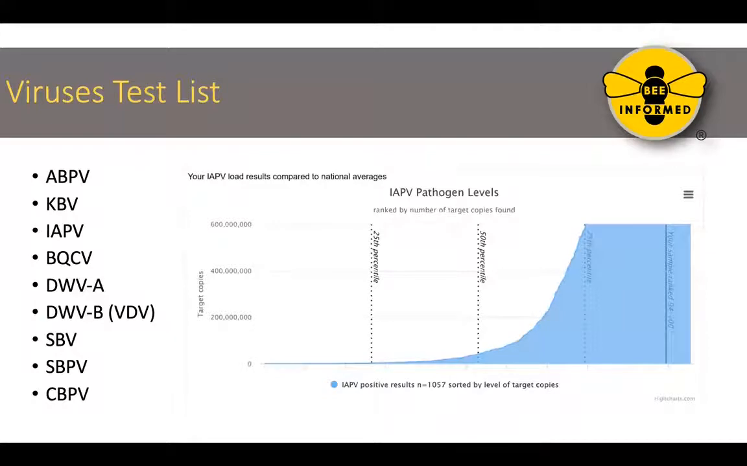So here's your virus test list again. On the right-hand side, you can find the visual representation of the viral loads that we put together in our viral processing reports. Unfortunately, one of the pieces of information that's missing in the research is that we currently don't have a viral load threshold the way we have a threshold for Varroa. We don't have a viral load threshold for each of the viruses yet.